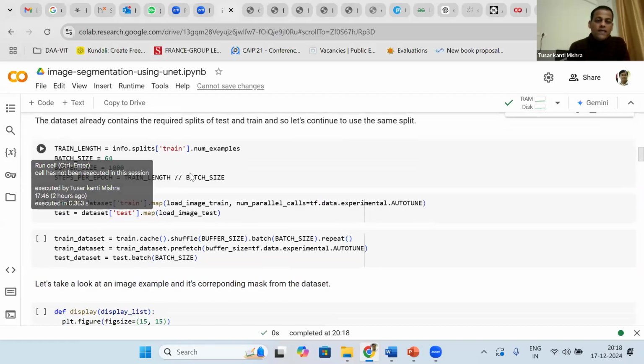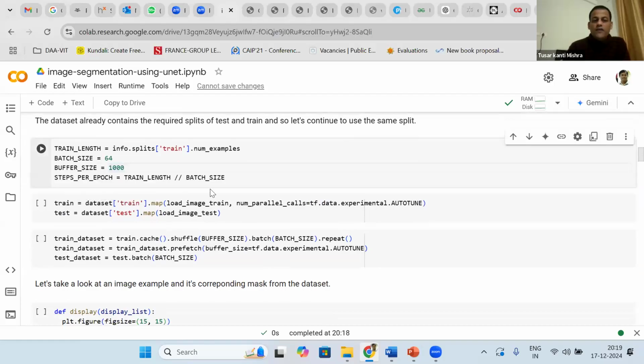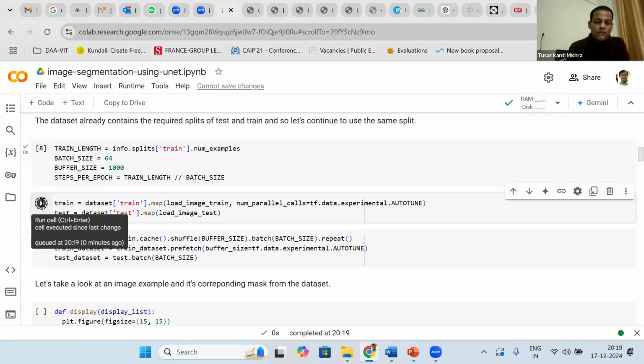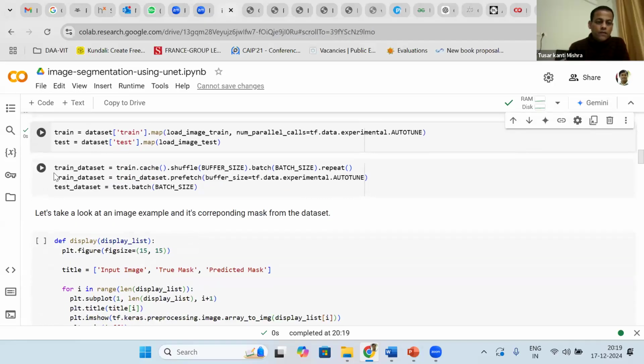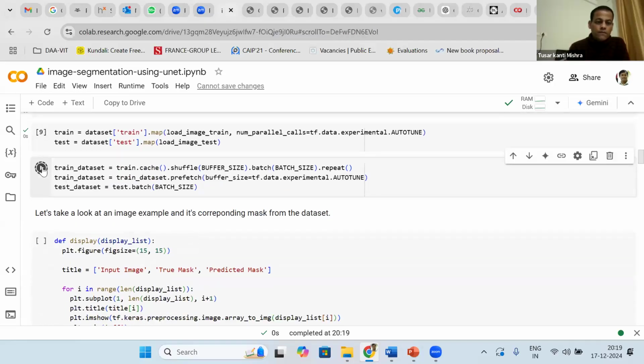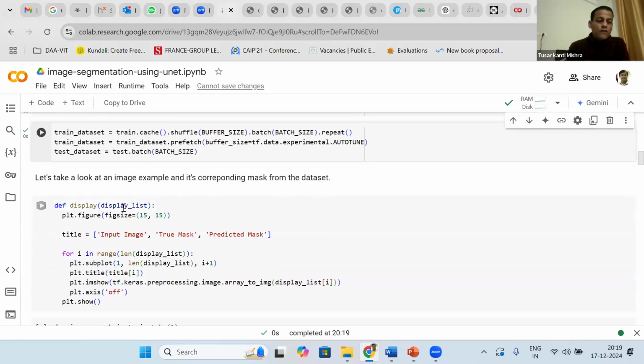Now we are setting the batch size and the buffer size. Each batch has 1000 samples, and the batch size of 64 we are setting over there. We'll run this setup code now. It is done for the train and test final auto-tuned dataset. Now it is ready.